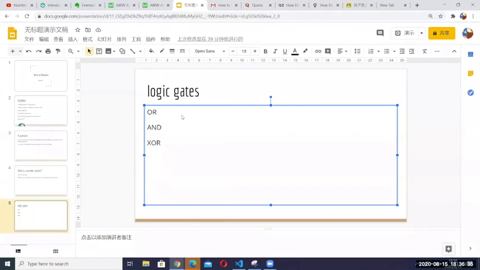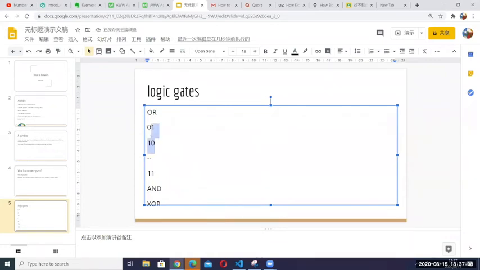A logic gate is a type of special computing circuit that allows electrical flow to be altered when you enter some input. Let's say we have two numbers, 1, 0, 1, and 1, 0. If we have an OR logic gate and we perform OR on these two numbers, this will give us 1, 1.